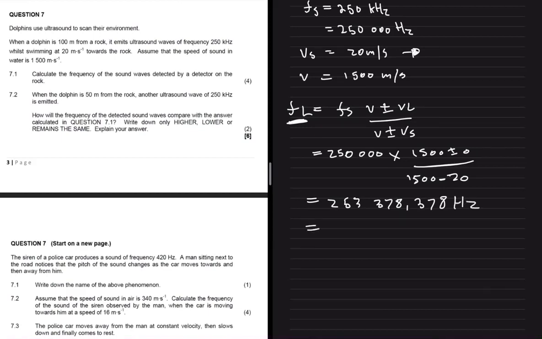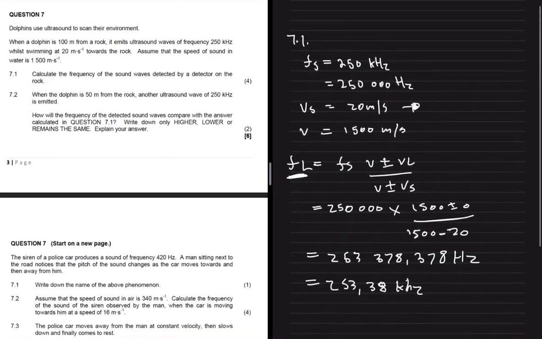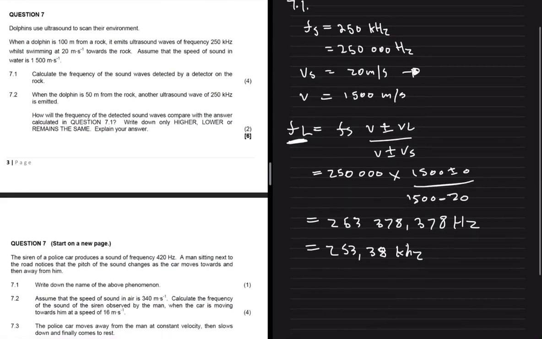Which you can convert to kilohertz, and then you're going to have 253.38 kilohertz. That's it for this question. Maybe one thing that will have thrown you off is the speed of sound in water. That is 1,500. Maybe you are used to the speed of sound in air, and then you sub in 340 or 343, something around that, and then you're completely wrong.